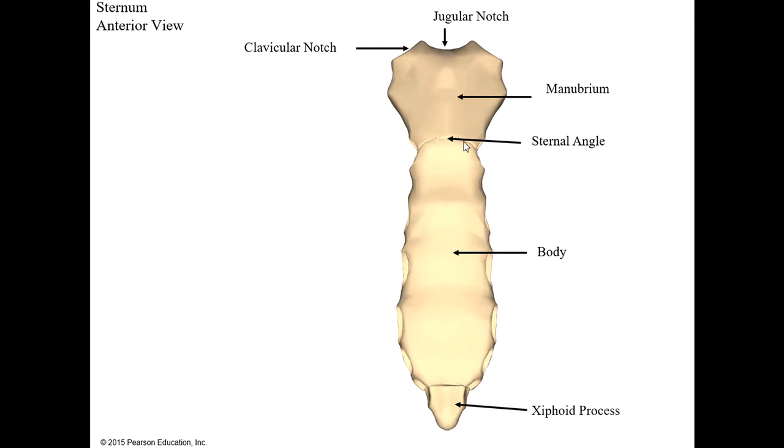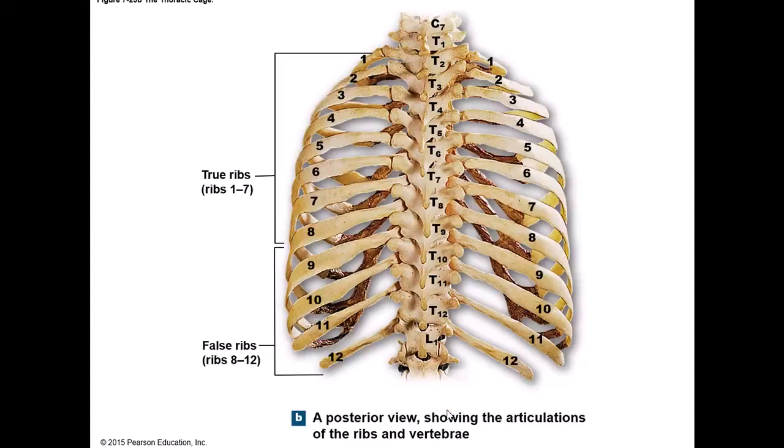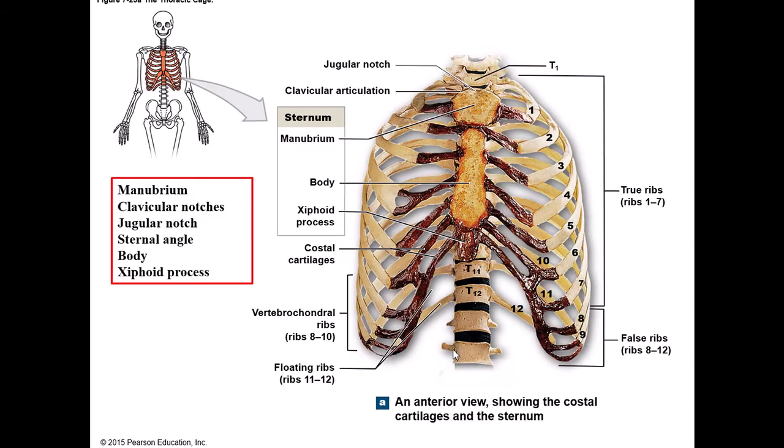This is where the second rib comes in, right? It always comes in at the sternal angle. So this is the body. And then the bottom part right here, this point, this is known as the xiphoid process. Let's go back for a moment.